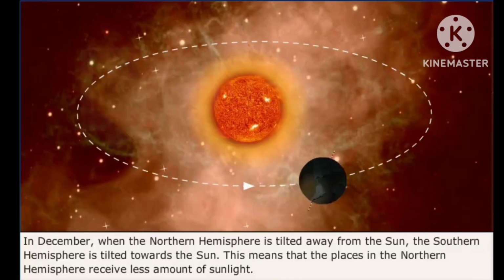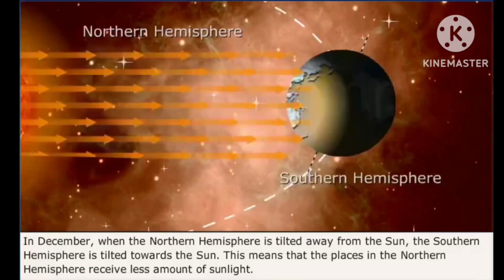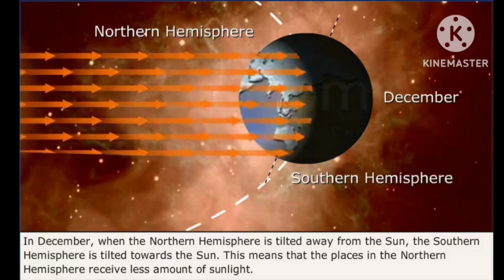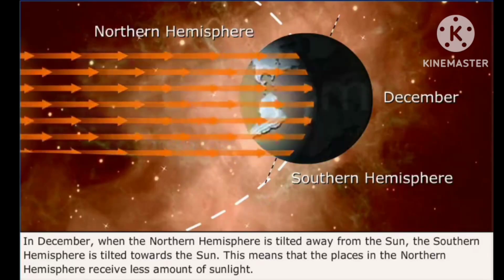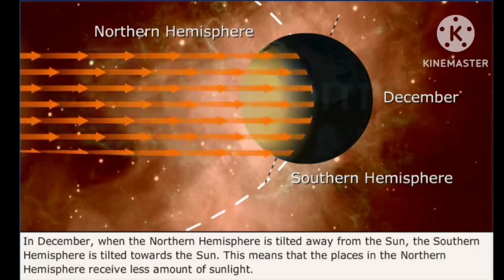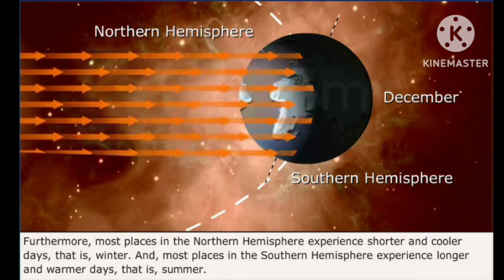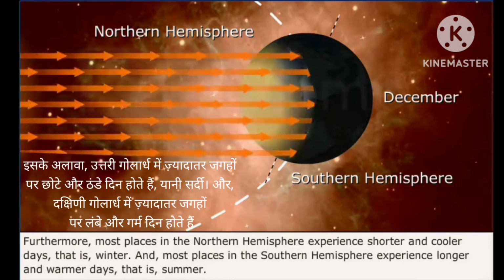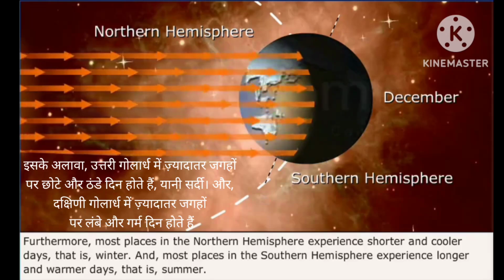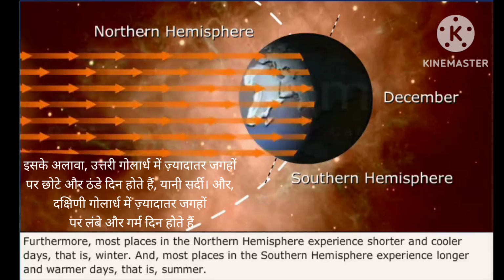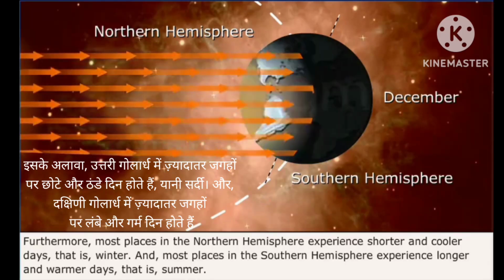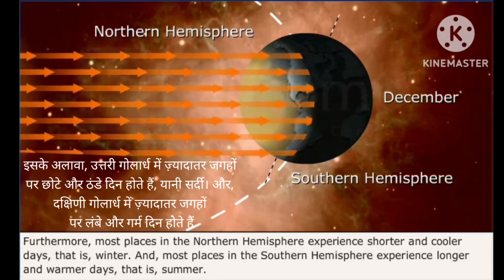When the northern hemisphere is tilted away from the sun, the southern hemisphere is tilted towards the sun. This means that the places in the northern hemisphere receive less amount of sunlight. Furthermore, most places in the northern hemisphere experience shorter and cooler days, that's winter, and most places in the southern hemisphere experience longer and warmer days, that's summer.